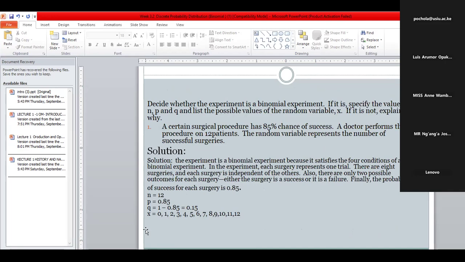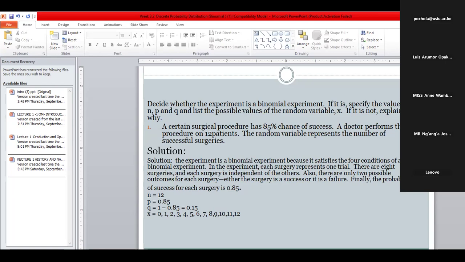Let's take this problem and check whether it's a binomial experiment. This is a surgical operation. In a surgical operation, you can only get two outcomes: either the surgery is successful or not successful, a failure. So a certain surgical procedure has 85% chance of success. From what we have just defined, that is P. P is 0.85, the probability of success.